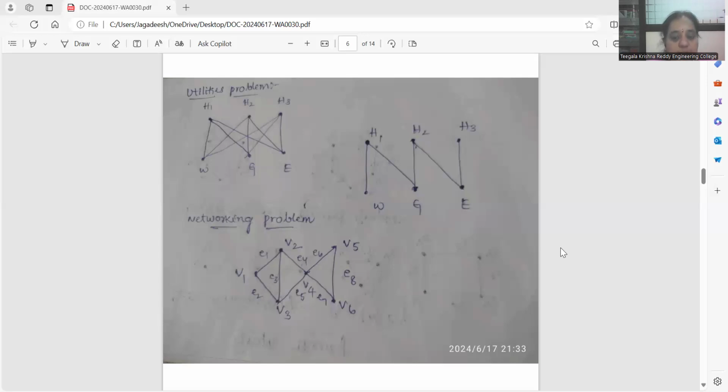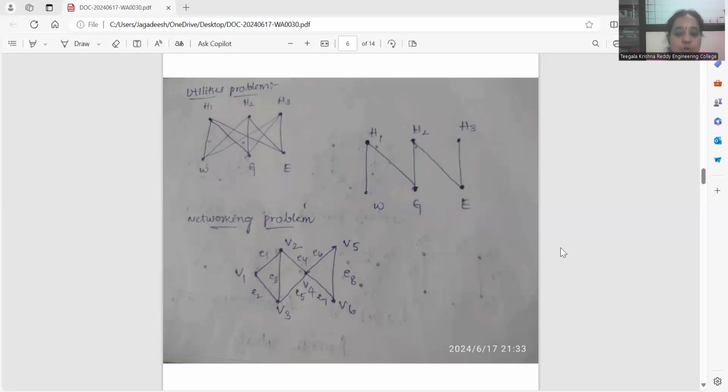So I have mentioned here the graph: we can provide the first house water and gas. Suppose H2 gets 2 utilities, like gas and electricity. For H3, without any intersection, I have provided only electricity. Suppose you want to provide H1 electricity without crossing; outside of the plane also we can draw, right? But coming to H2, we are unable to provide the electricity without crossing over, right?